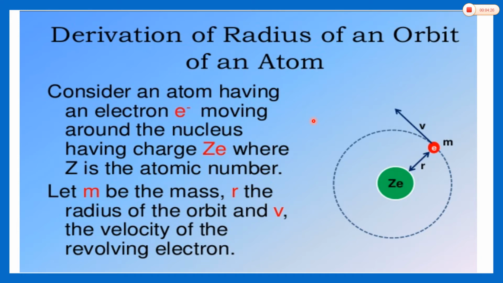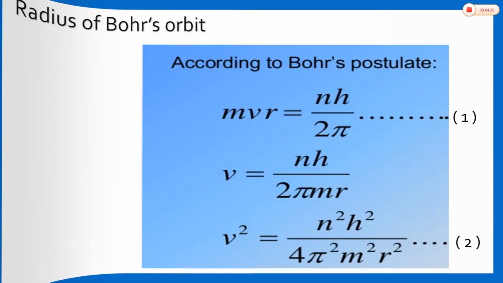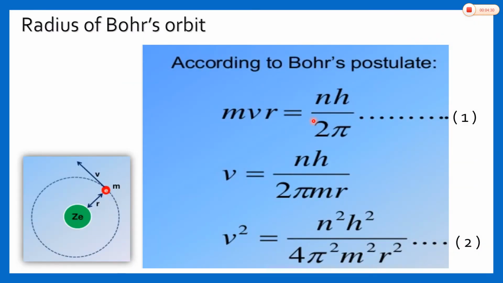Again we use those two postulates. Now see here, according to Bohr's second postulate, what can we write? mvr, the angular momentum, is equal to nh upon 2 pi. Now we can write the equation for v is equal to nh upon 2 pi mr. Is it clear? This m and r we shifted to this side. Now squaring this equation on both sides, v square is equal to, what will we get on the right side?